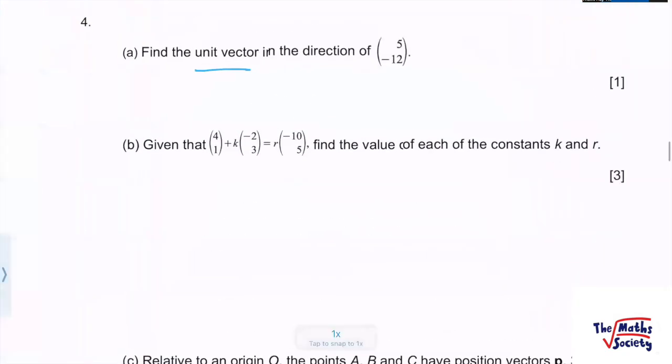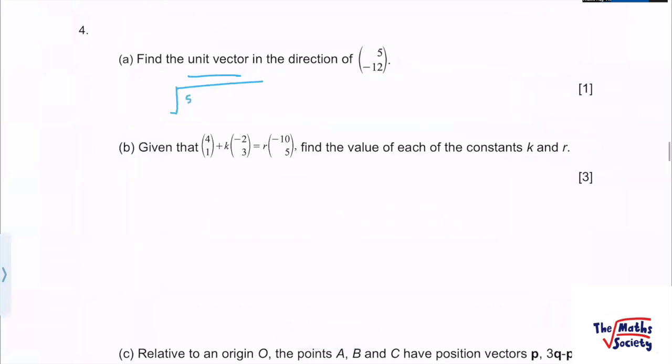So we know that it's just going to be root of 5 squared plus negative 12 squared, is it? So that's just going to make root of 25 plus 144, and it's just going to give you 13. So your unit vector should be 1/13, (5, 12).